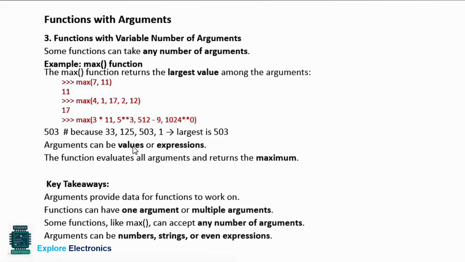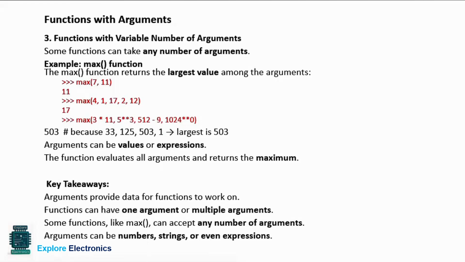Here the arguments can be values or expressions. Here you can see values. I have taken the values and it will return the largest value among them. And it can be an expression. In this example I have taken expressions: 3 into 11, 5 exponent 3, 512 minus 9 and 1024 exponent 0. We can take values or expressions, anything. The function evaluates all the given arguments and returns the maximum of those numbers.